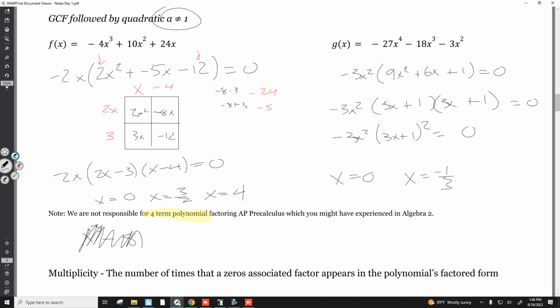This is not coming from me. This is not coming from the other math teachers here. This is coming from the AP, the College Board, the curriculum writers. We don't have to worry about that. Great.